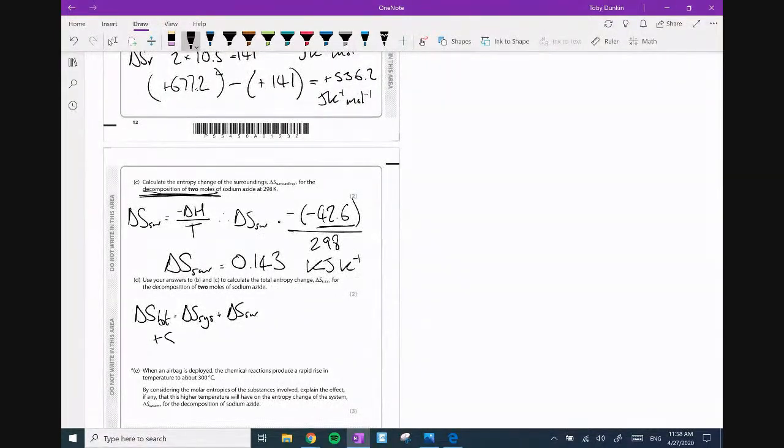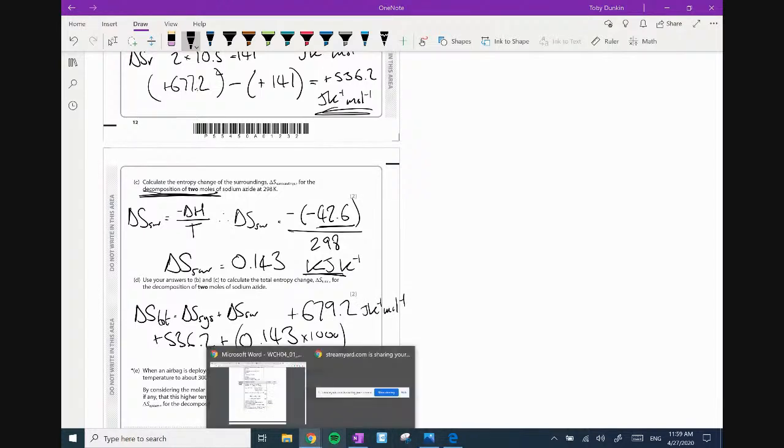So I've got plus 536.2 plus 0.143. Oh, you can't do that. That's in kilojoules, that's in joules. Trap. Times that one by 1,000 first. So 536.2 plus 143 gives me a total entropy change of plus 679.2 joules per Kelvin per mole.